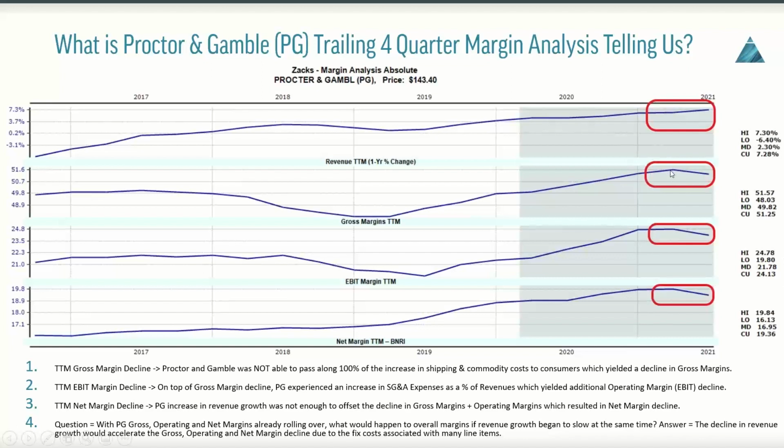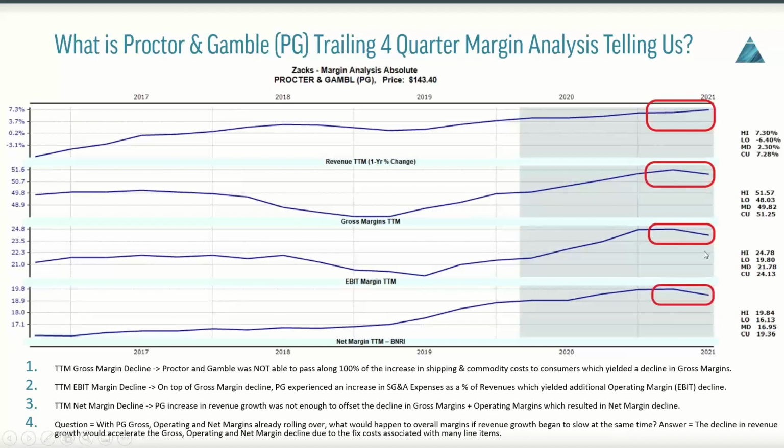You can see here that gross margins, again, are on the decline with revenue growth trending up. So this is a similar scenario that we've talked about, right? When you see this, you automatically know that Procter and Gamble was not able to pass along the full 100% increase in shipping costs. And I think Procter actually said commodity costs as well to consumers. And that yielded this gross margin decline, okay?